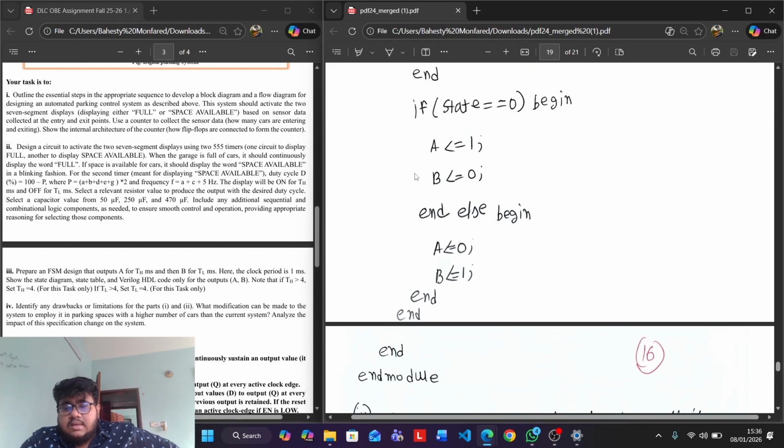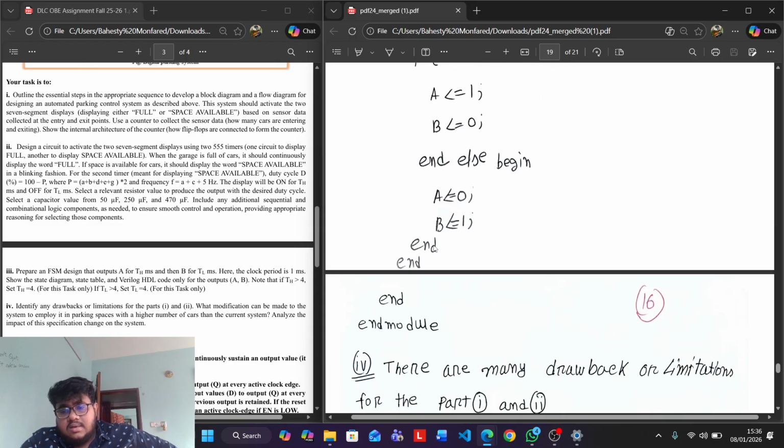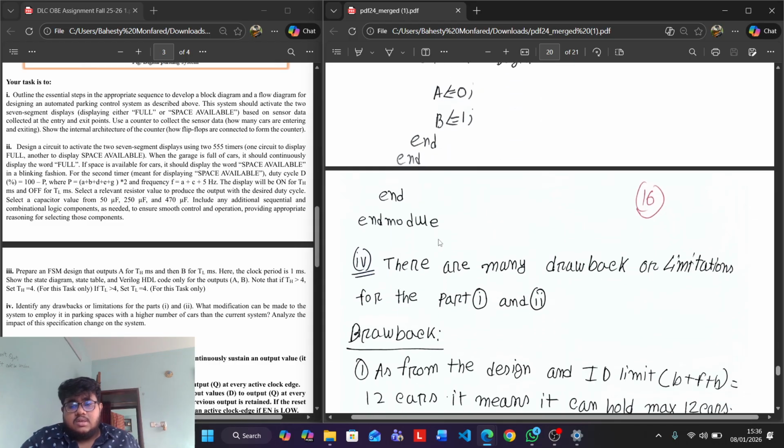Then I will run another case, where the state equals 0, then it will begin with A assigned 1 and B assigned 0, then end. Then begin another, with A assigned 0 and B assigned 1. So there is an end, and in the module we have to end the program.